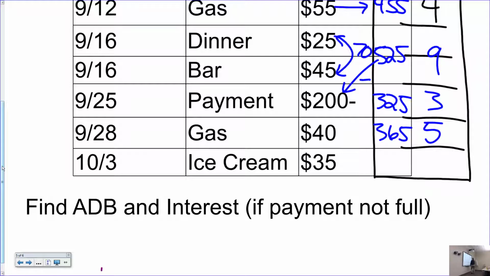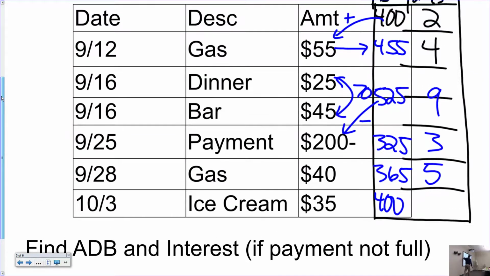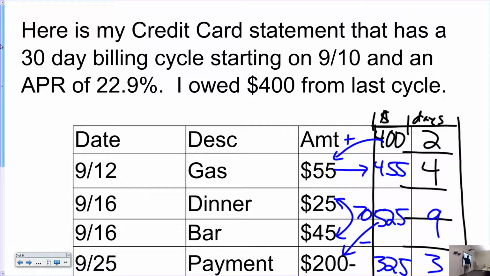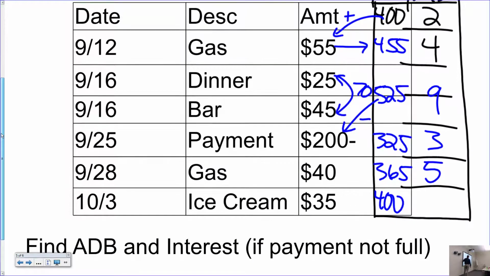400. And how many days for this one? It's one. No, gotta put it to 10. How many days are in the billing cycle, folks? 30. How many days have I used? 23. So how many days in the last one?